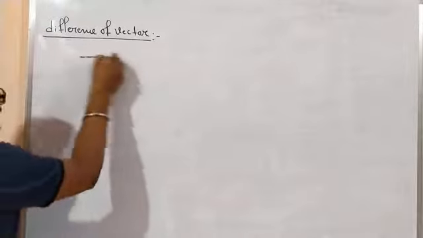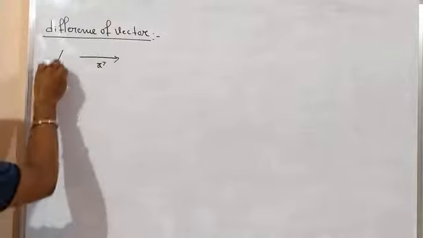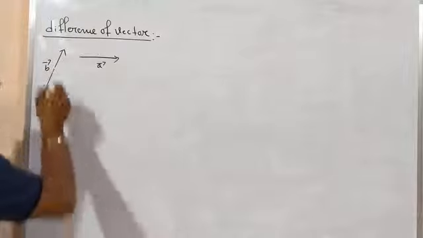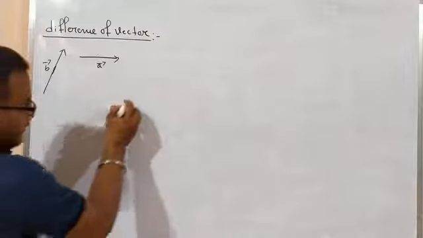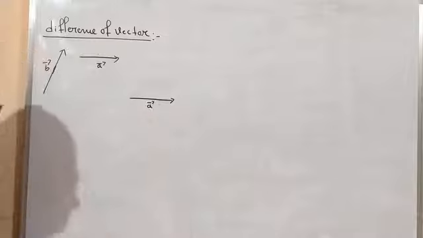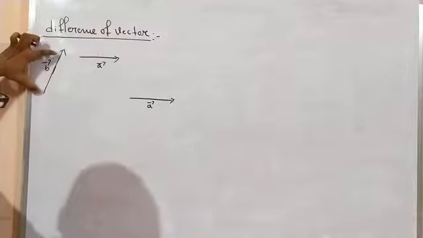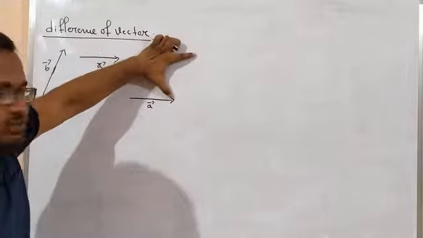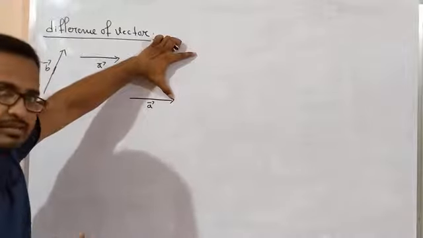So this is my A vector, and this is, suppose, another B vector. I can bring this A vector in this position by the concept of free vector. If I take this vector in this side, then we have to use the concept of addition of vectors, the triangle law of vector addition, that we have already discussed.